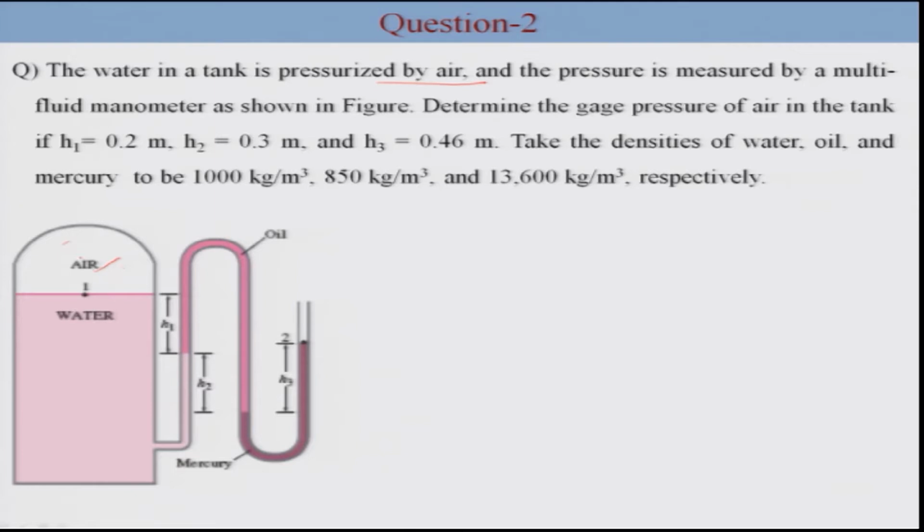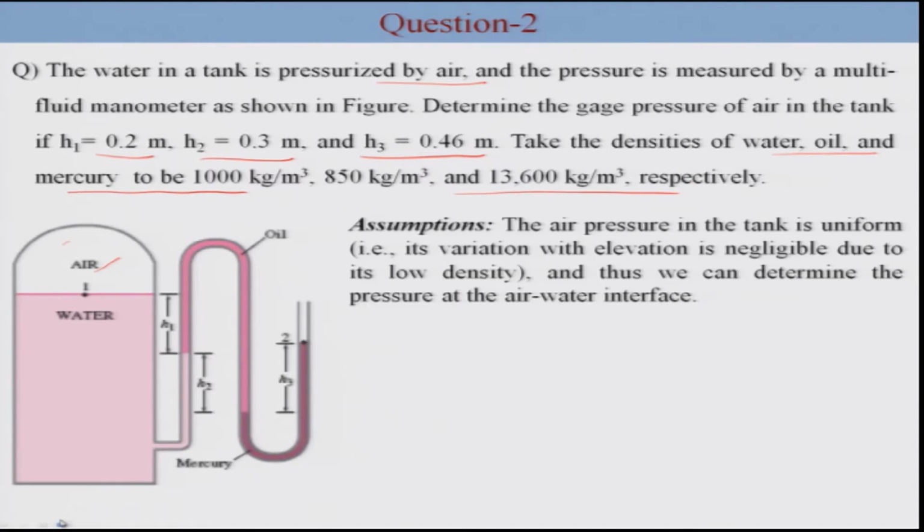Gauge pressure means the difference between the pressure and atmospheric pressure, and the different heights are given. H1 is 0.2, H2 is 0.3, H3 is 0.46 and the densities of water, oil and mercury are also given in the question. We assume in this question that air pressure in the tank is uniform. It is not varying with the elevation because the density of air is very low.